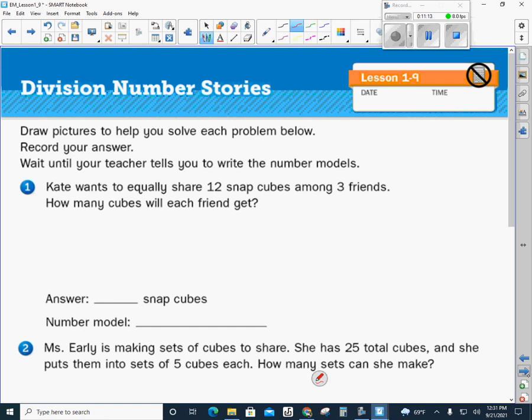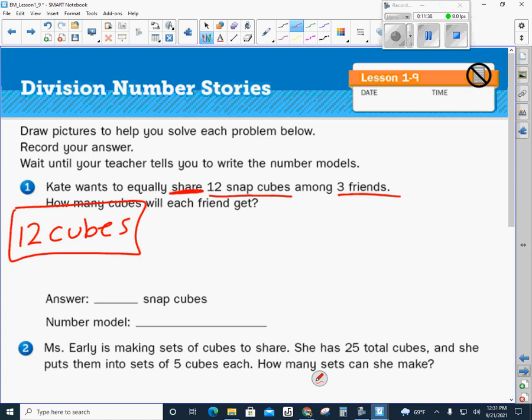All right, looking at number 1, Kate wants to equally share 12 snap cubes among 3 friends. How many cubes will each friend get? So again, she's sharing. That means she's dividing them up equally. So she's got these 12 snap cubes. Let's pretend they're in a box, and she's going to divide them between 3 friends.